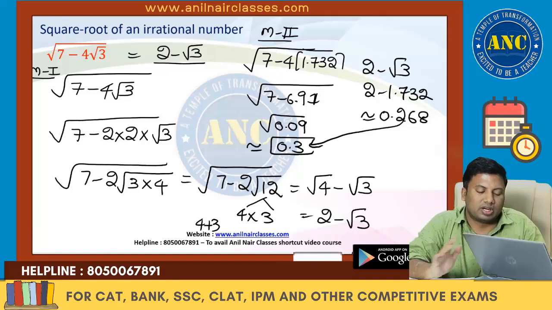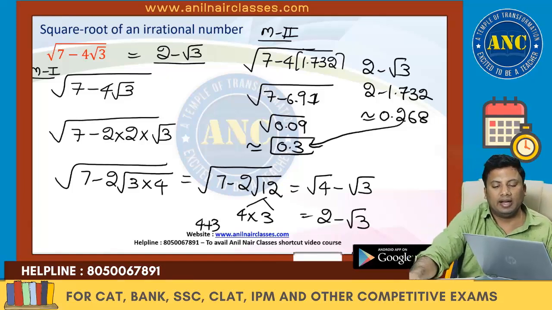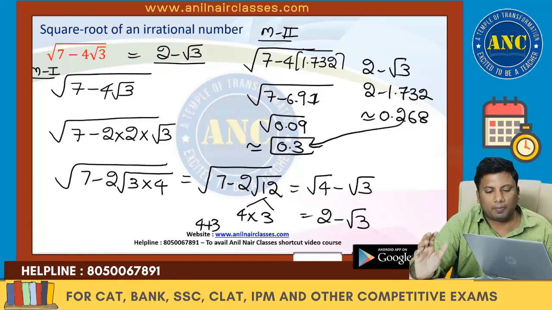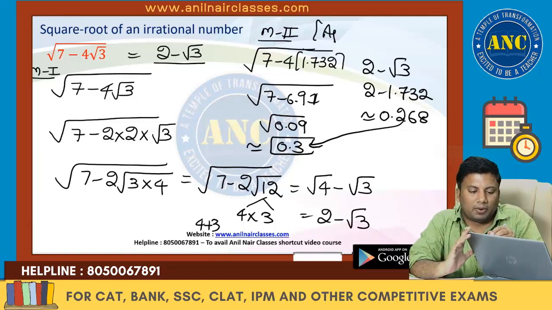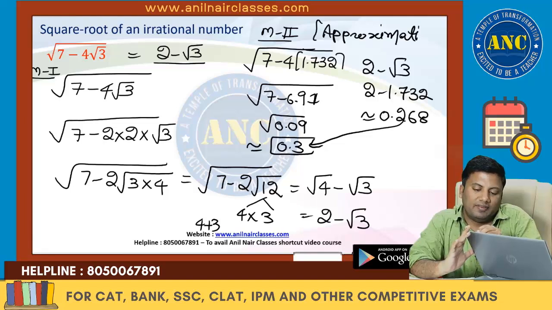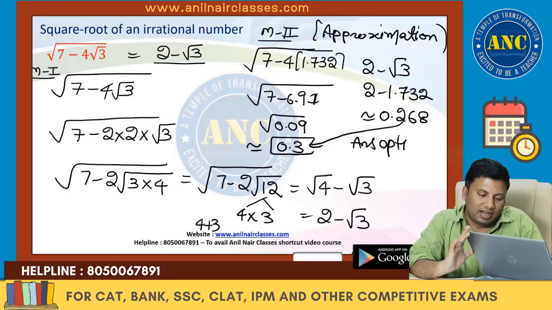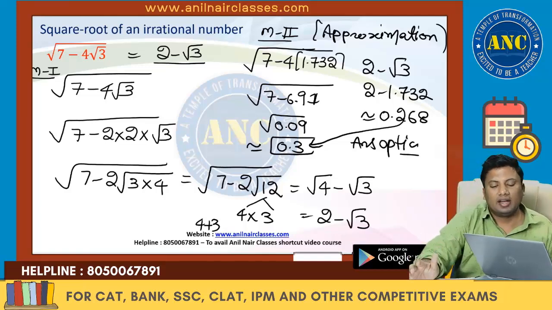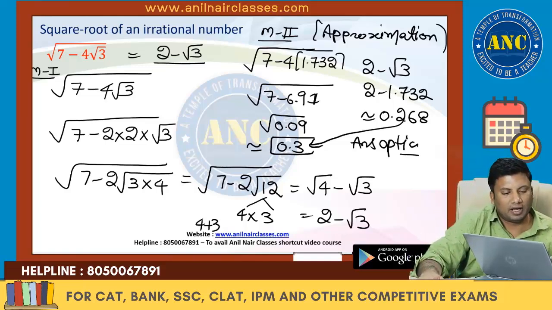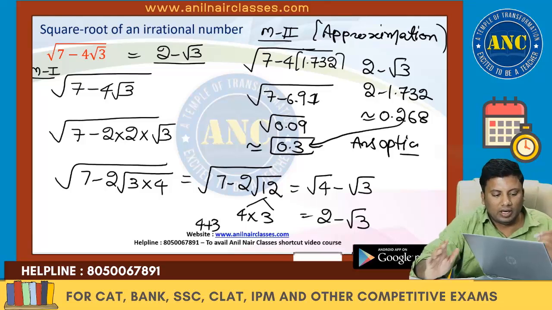This is closer to this value. I hope the idea is clear. You can do the approximation and check which answer option is very, very close. I hope it is clear, right? So root of 7 minus 4 root 3 is 2 minus root 3.